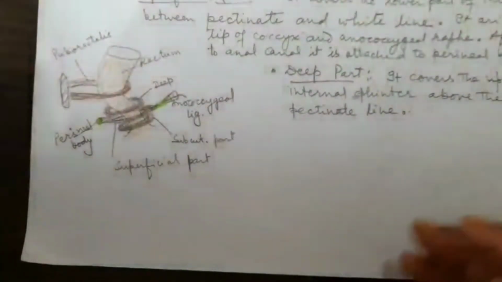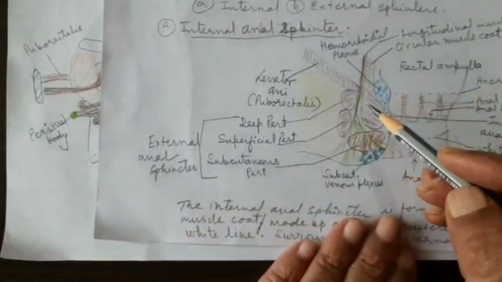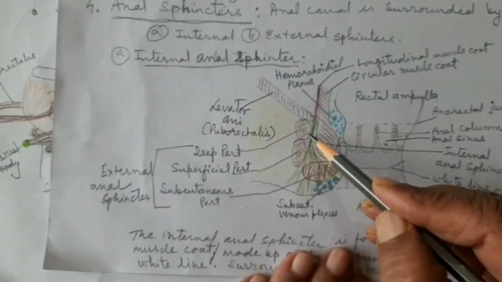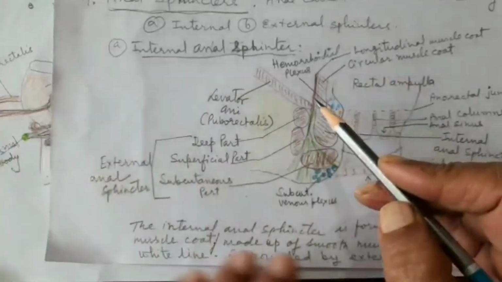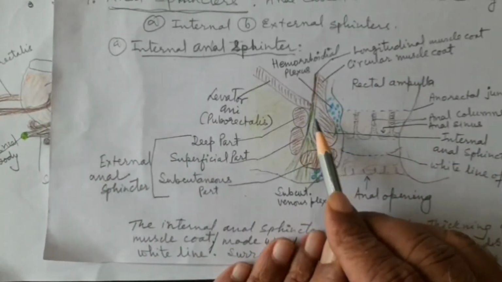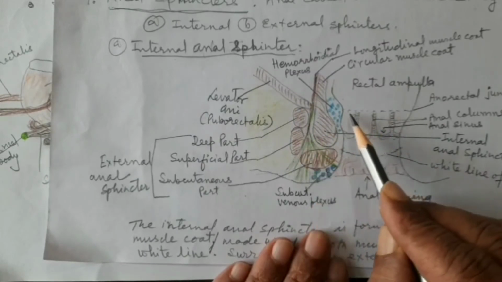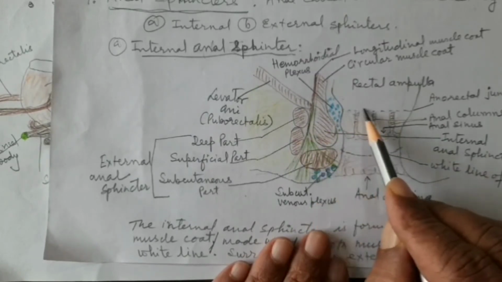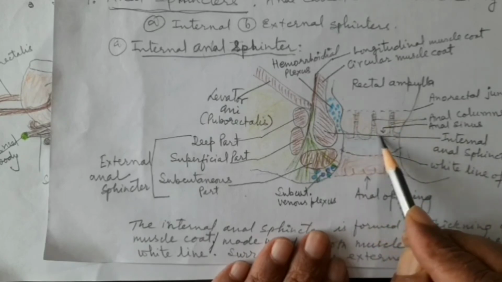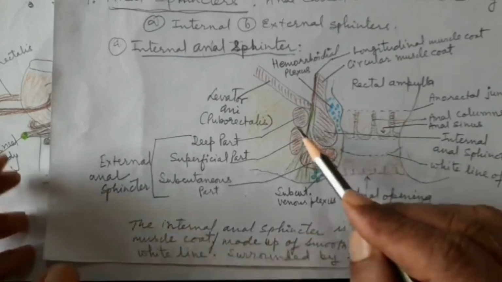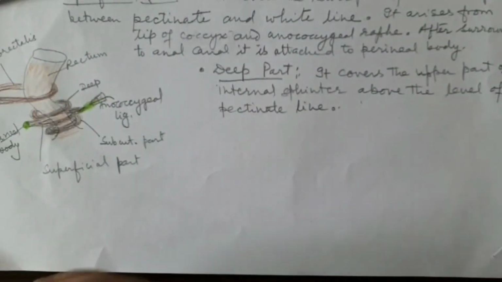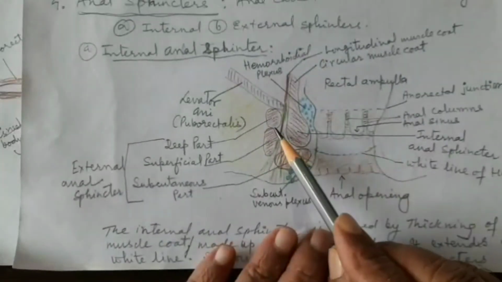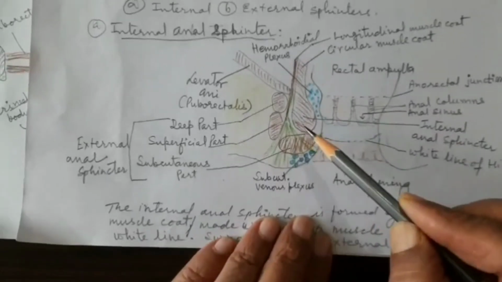Let us come to the third part of the external anal sphincter. This is the deep part of the external anal sphincter. It lies lateral to the internal sphincter, between the anorectal junction and the pectinate line. So that part is the deep part, and it covers the upper part of the internal sphincter above the level of the pectinate line. So once again I will repeat it.